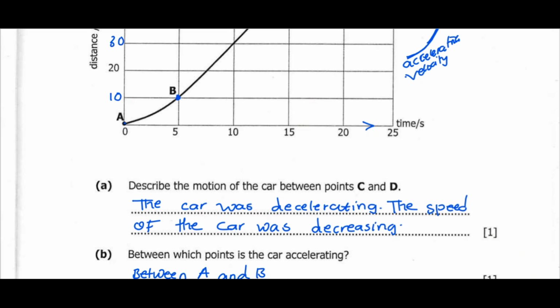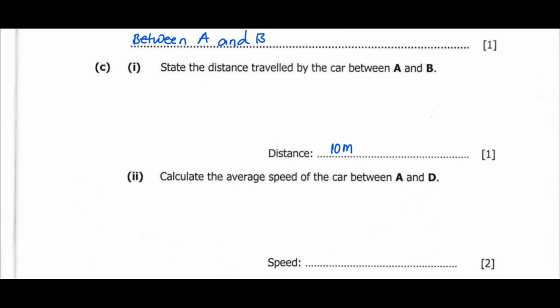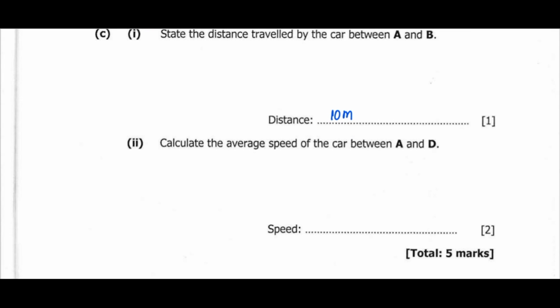So we are going to go at point B, then we move in this direction parallel to the x-axis. So the number at which we are reaching is our distance. So we can see that the number is 10. So the distance traveled was just 10 meters. Okay, then you calculate the average speed of the car between A and D.